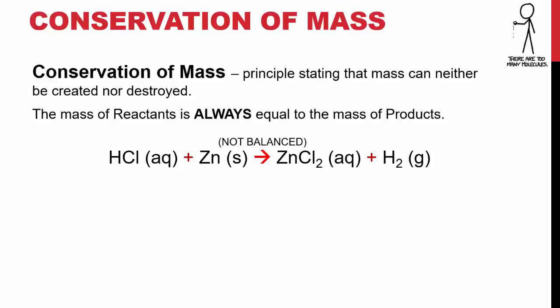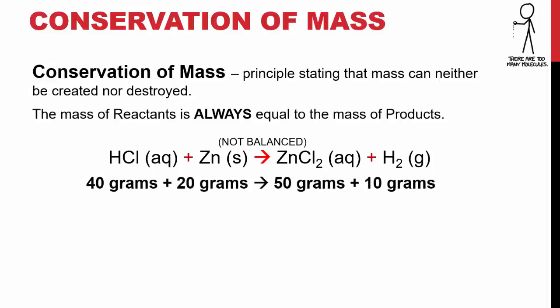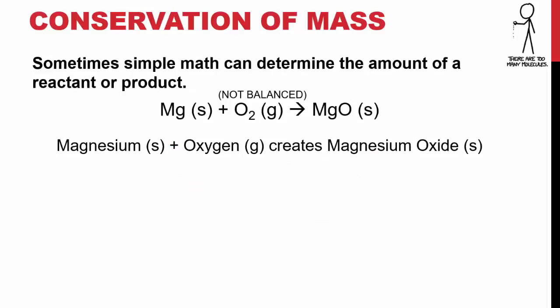If we look at our example of aqueous hydrochloric acid and zinc being mixed to make zinc chloride and hydrogen gas, let's say for example we have 40 grams of one plus 20 grams of another. It'll give you 50 grams of the aqueous and 10 grams of gas. Together, they have equal masses on both sides. Now this is just a theoretical example. Sometimes simple math can determine the amount of a reactant or a product.